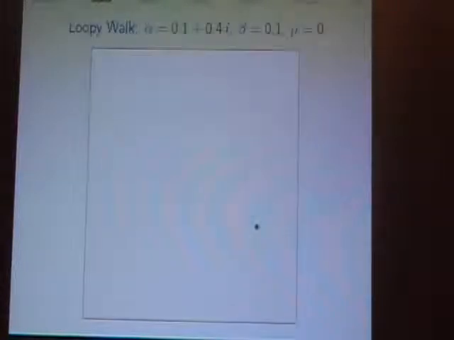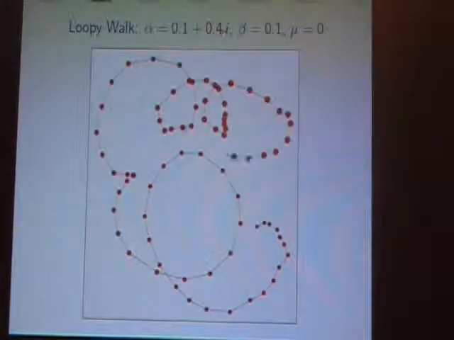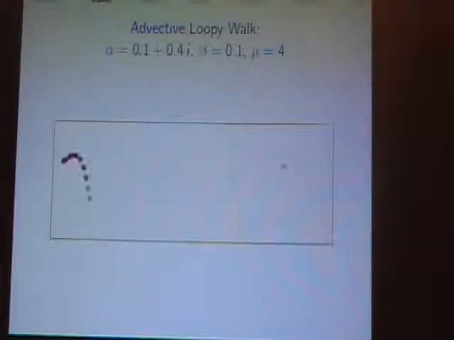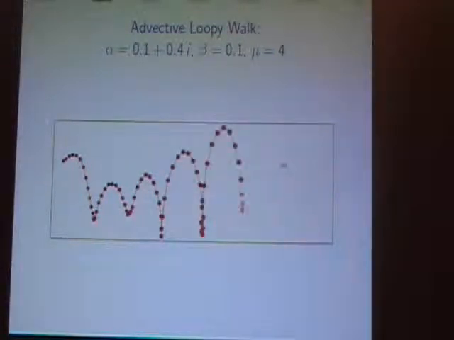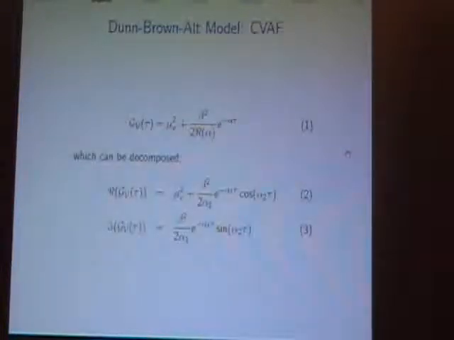And then if you have an imaginary component to that, we get this loopy thing. It's still random, but it's loopy. Again, something that you can't really do with a correlated random walk. And then you can just add advection to it, and you get this loopy, advective beast. But it's also random. I mean, it's still a stochastic process.